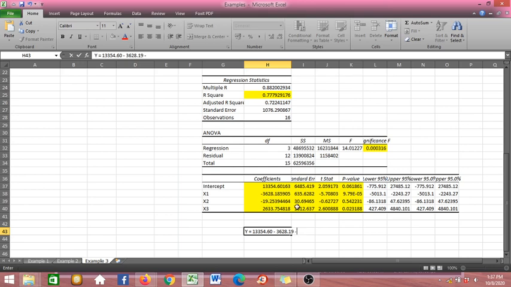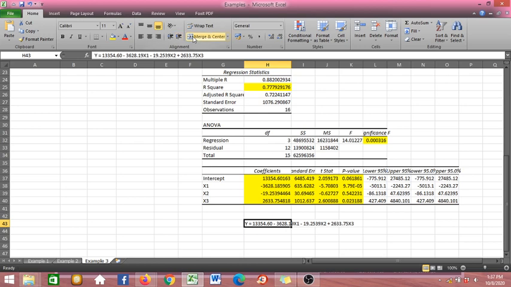x1. Again minus. What did we forget? x1. Minus. Don't forget the variable, 19.2539 x2, and then since this one is positive, plus 2633.75 x3. Okay, so this is our regression equation.